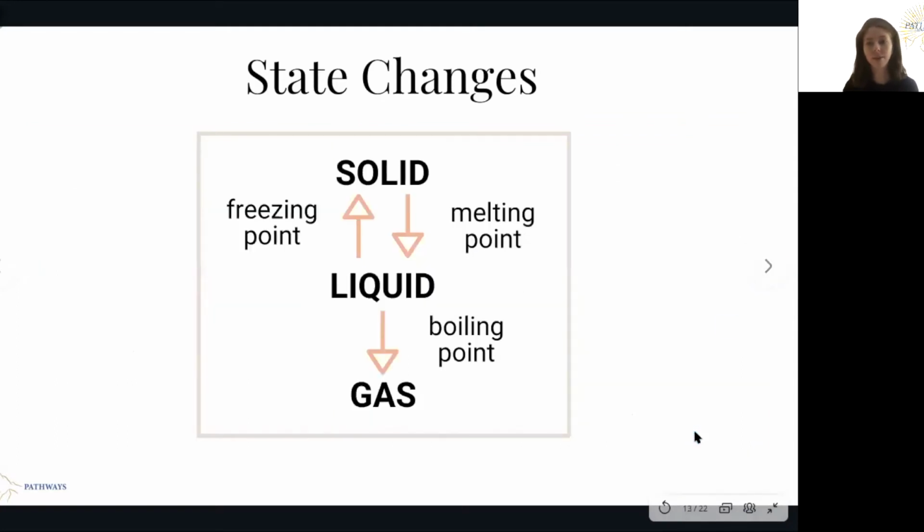So here's just kind of another summary again. Like I said, when a solid goes to a liquid, this is called a melting point. When a liquid goes to a solid, this is called the freezing point. And when a liquid goes to a gas, this is called a boiling point.